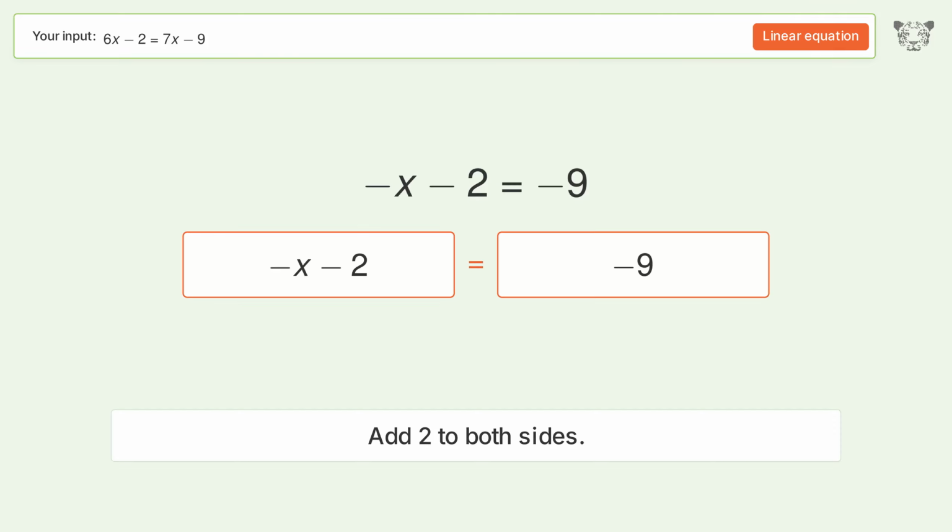Add 2 to both sides so the variable term stands alone. That gives negative x equals negative 7.